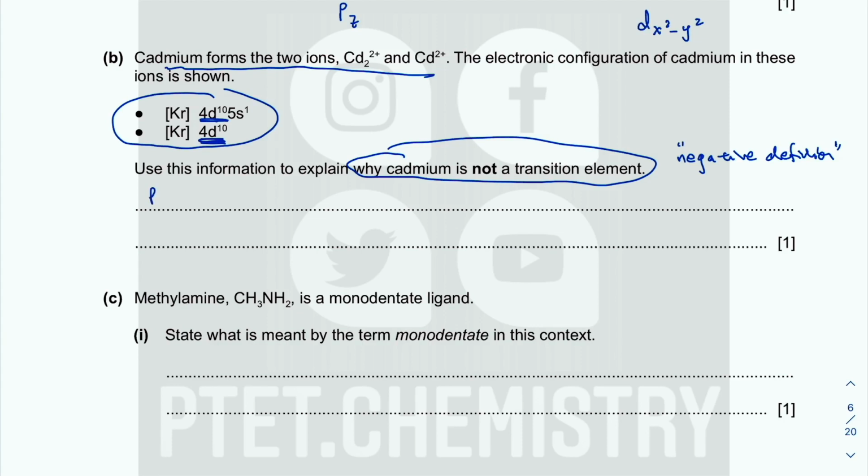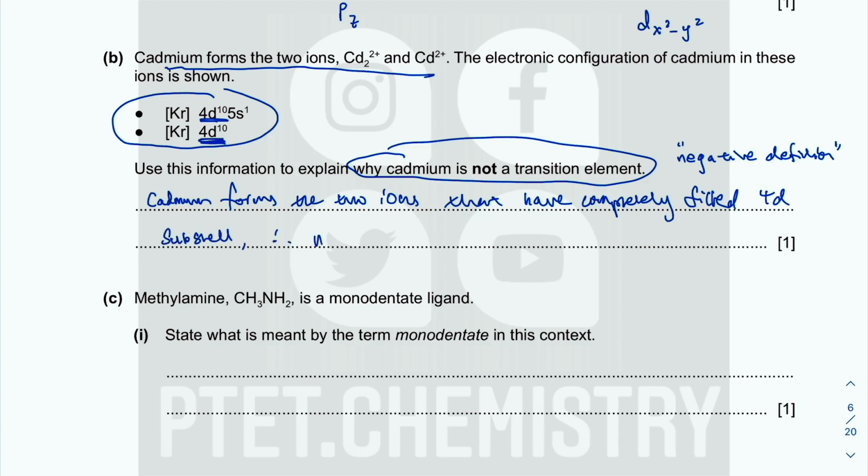So cadmium and its ions, maybe I should use cadmium. Cadmium forms the 2 ions that have completely filled 4d subshell, therefore not a transition element.